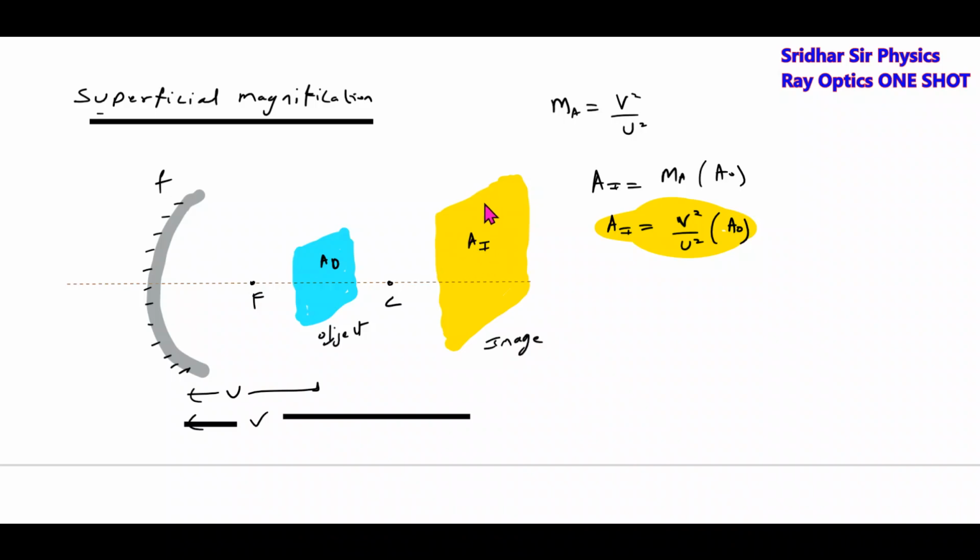Then the area magnification is given by V square by U square. What is U? The distance at which the object is from the pole, the object distance. What is V? The image distance of the image formed by the concave mirror. So I use the mirror formula, I'll get the V value, then I'll get the magnification. Then the area magnification is given by V square by U square times the area of cross section of the plate. This is called superficial magnification.